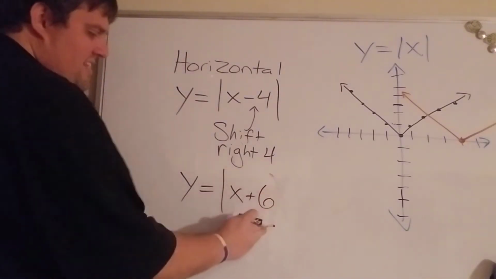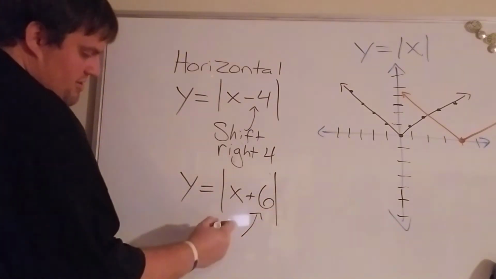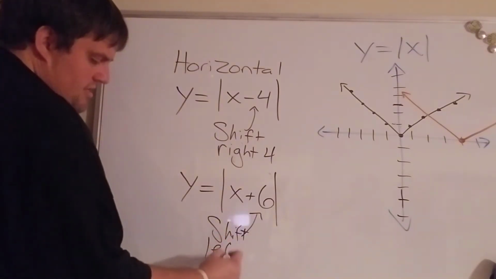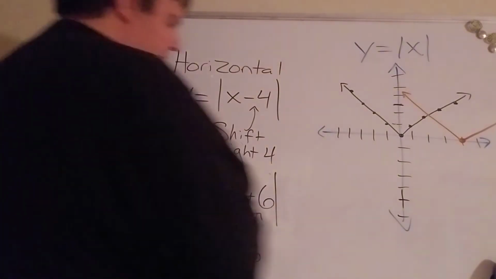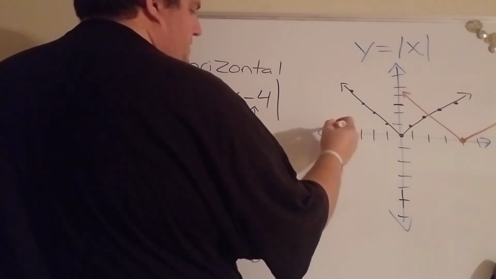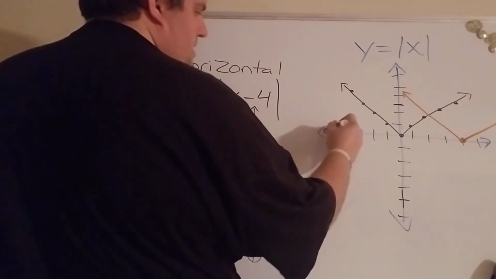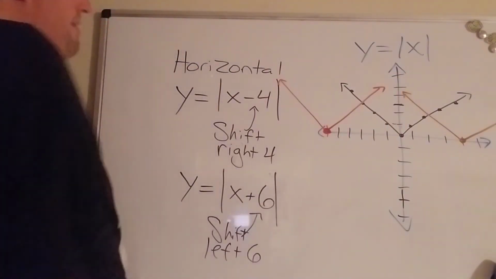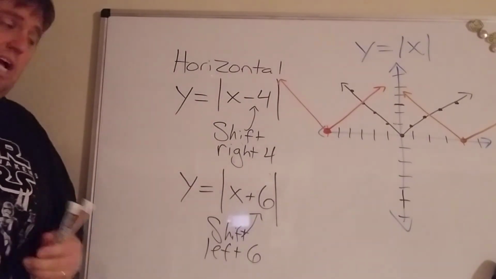That's not a parenthesis. That's an absolute value sign. That's going to shift to the left 6 units. Left 6. And I can throw that one up there in red if you want. I'm not even sure if I want 1, 2, 3, 4, 5, 6. And there's my vertex. I'm trying to match the slope. Something like that. Right? So those are kind of my shifts.